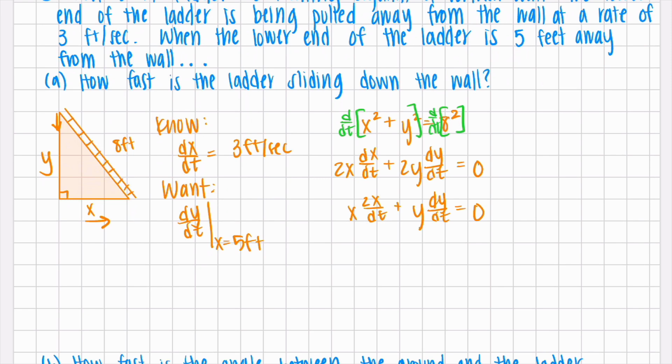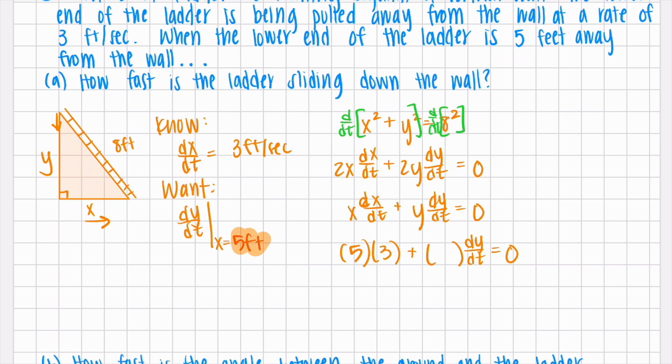Now that I've taken my derivative with respect to t, I can plug in my 5 feet. So I'm going to plug that in for x. dx/dt we know is 3 feet per second. Notice that we don't know y. We'll come back to that. I'm solving for dy/dt. So as long as I can fill in y, I will be able to solve for dy/dt.